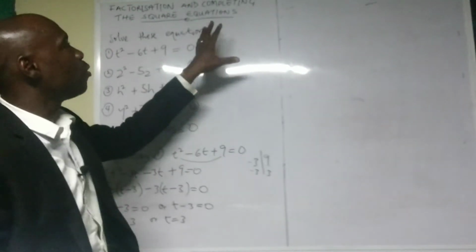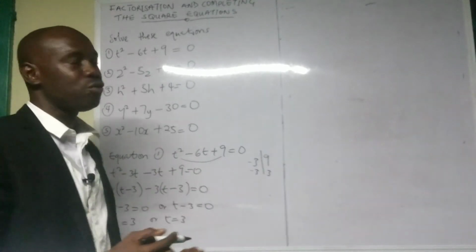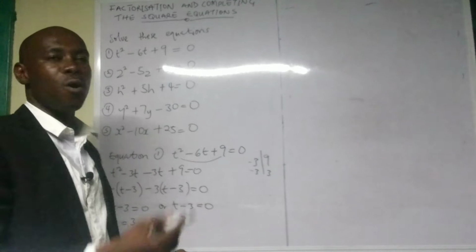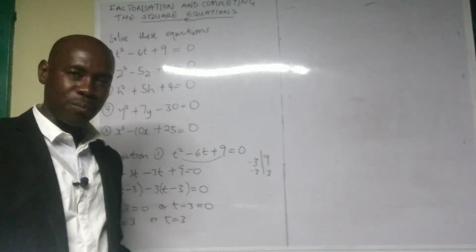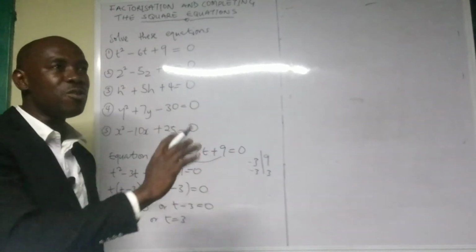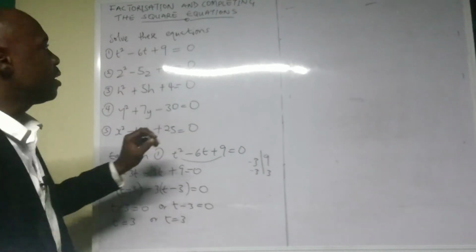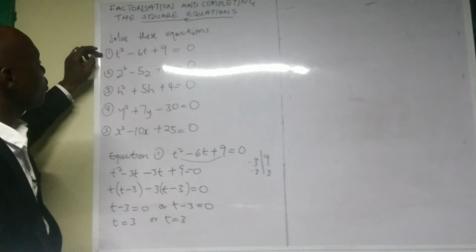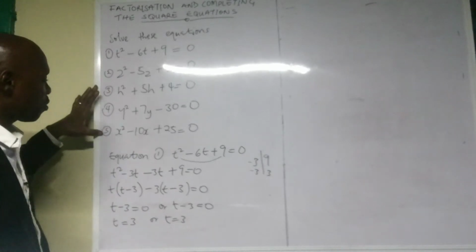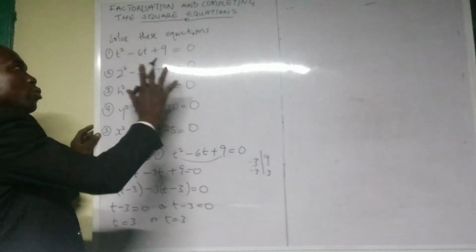From our first video of this topic, factorization and completing the square equation, we've already worked on factorization, and here now we want to pick on completing the square. The motive behind this is to give us the idea on how to work factorization equations, then how to work completing the square. But this particular example is majorly for completing the square. So let's see some of the examples here. We have question 1, question 2, question 3, question 4, question 5. These are the examples that we're going to work out on completing the square.